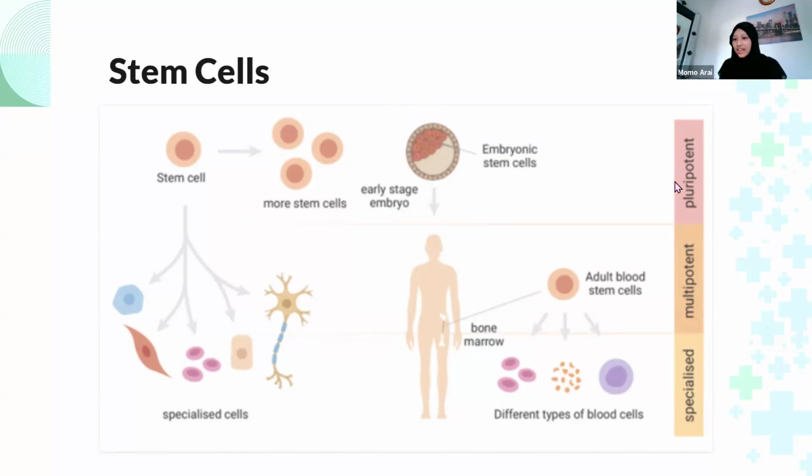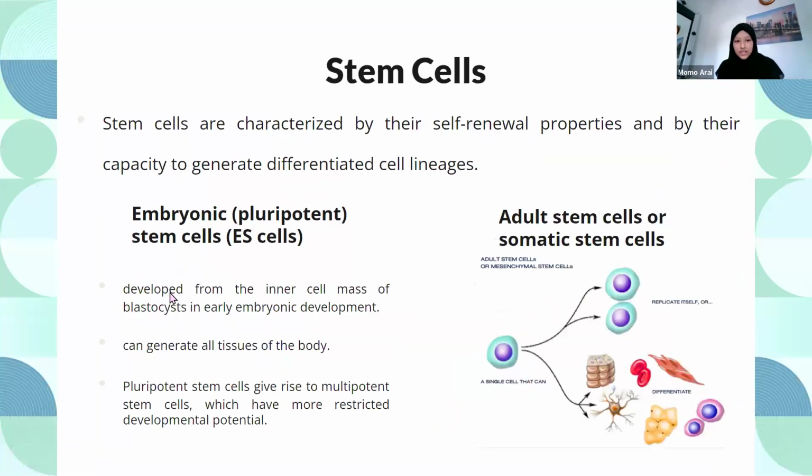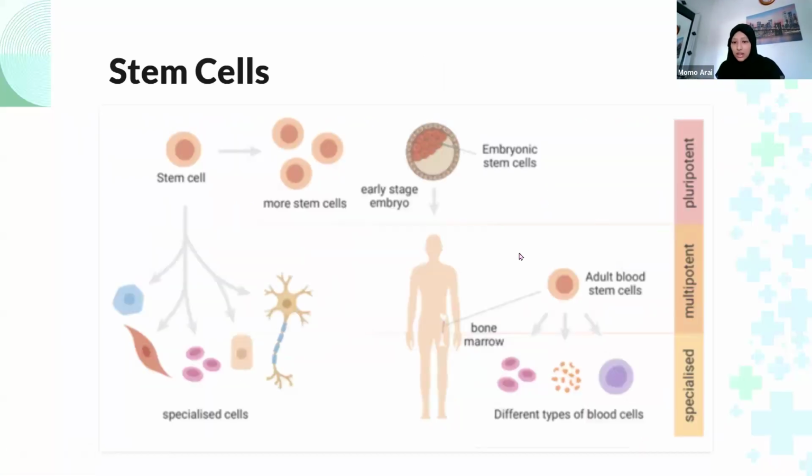Pluripotent, we said. And you can see here on this slide, pluripotent is kind of the state of the stem cell. So whenever they say embryonic or pluripotent, they mean the same thing. It can give rise to basically all types of cells in the body. So that is embryonic or pluripotent stem cells. You see it's developed from the inner cell mass of the blastocyst, and they can give rise to all tissues in the body.